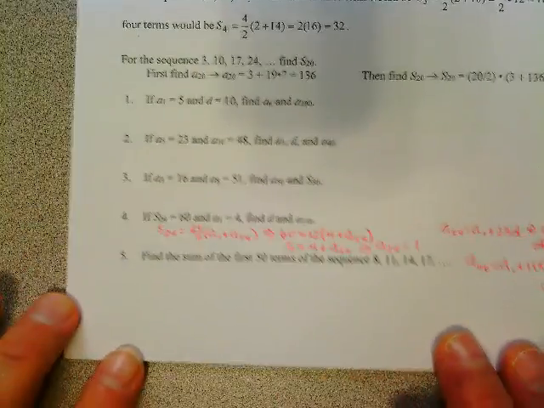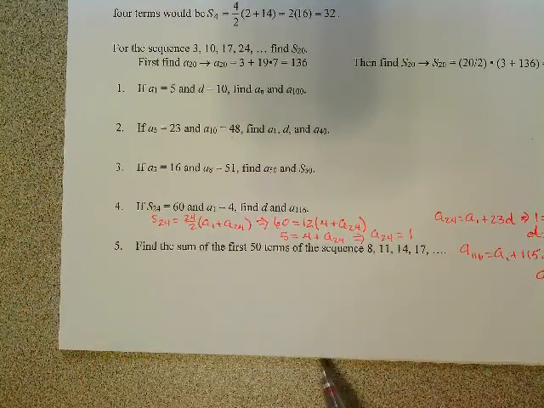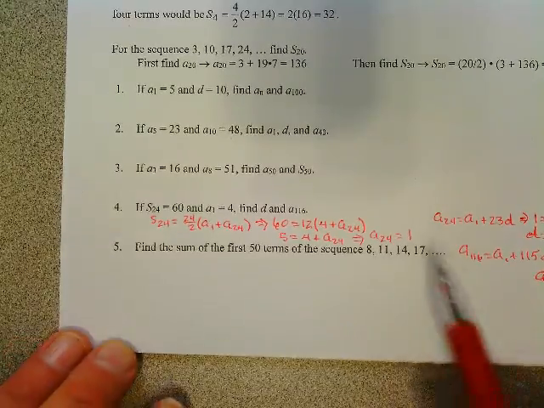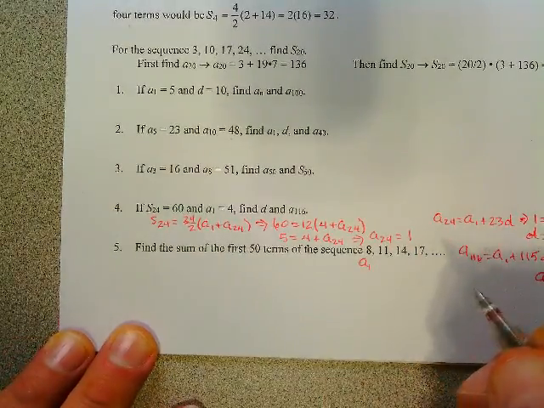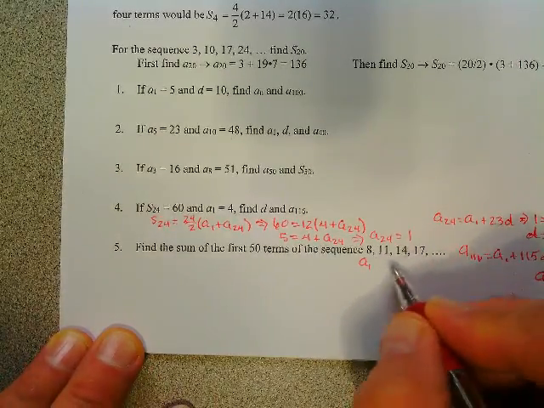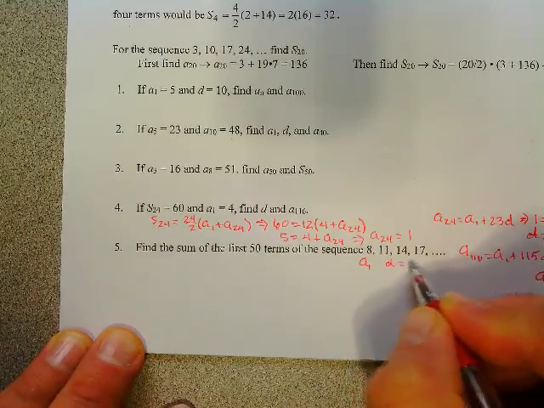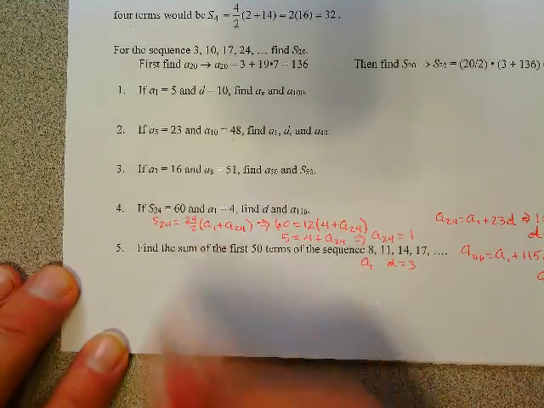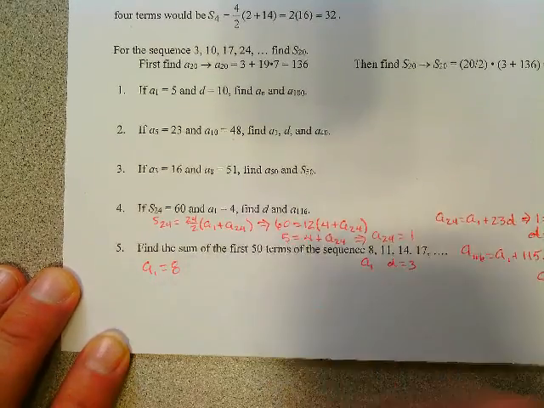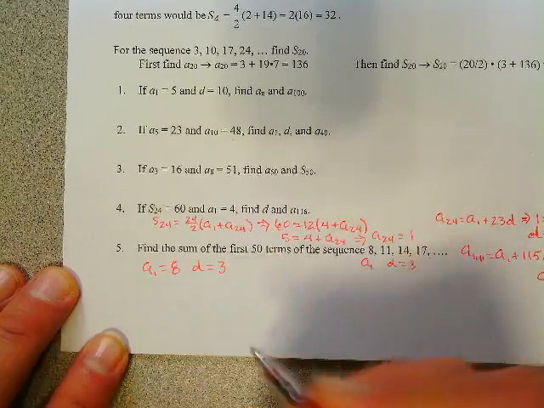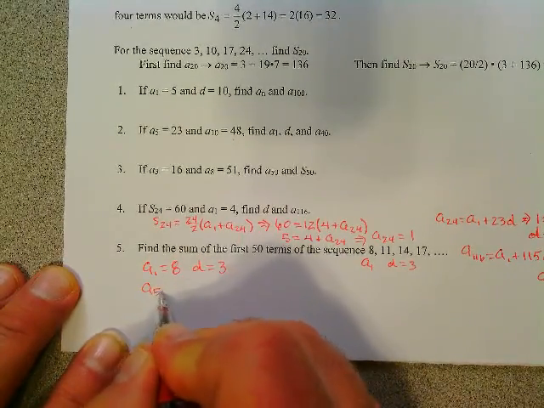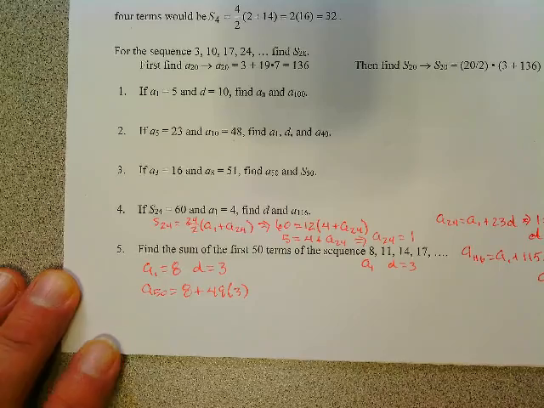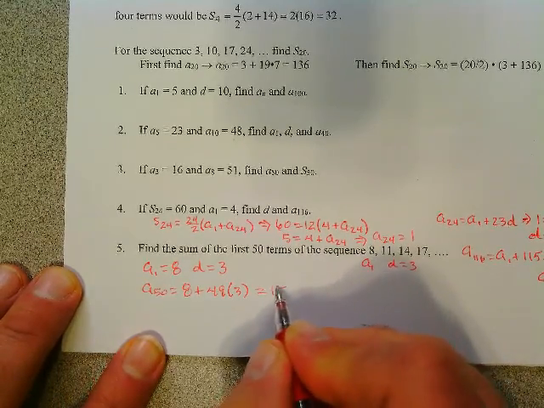Okay, in this last one, we're given a sequence of numbers. We want to have the sum of the first 50 terms. And they don't explicitly tell us anything. However, when I look at this, this is A1. And I notice that everything is a difference of 3. 8 plus 3, 11 plus 3, 14 plus 3 gives us the next term. So, we have A1 is 8, and D is 3. So, A50, well, that's going to be 8 plus 49 times 3, which is 155.